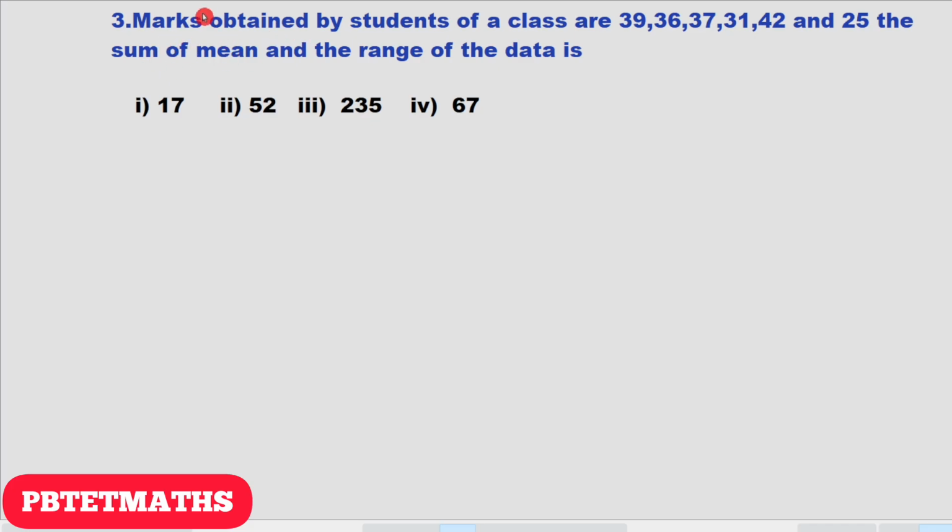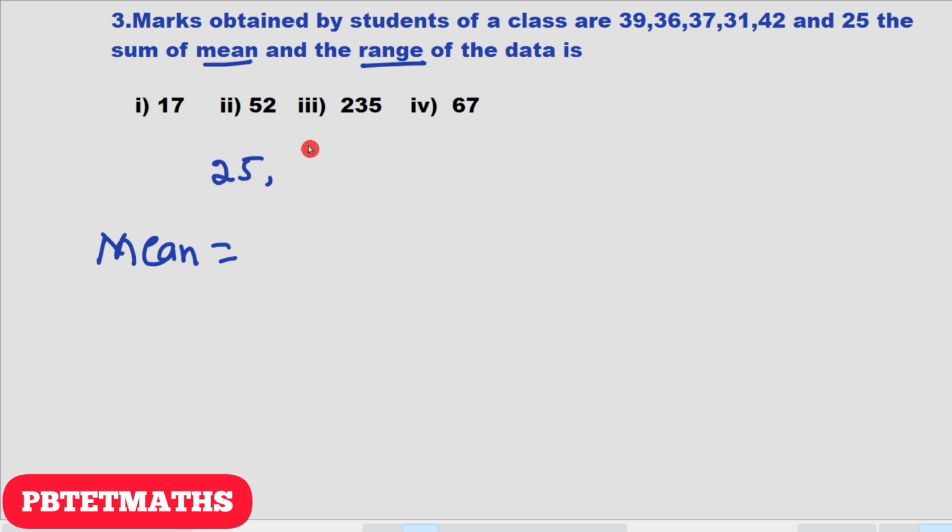In the third question, it is given that marks obtained by students of a class are 39, 36, 37, 31, 42 and 25. And here we need to find out the sum of mean and range of the given data. So let's find out the sum of the mean and range of the data, and let's select the correct option. Let's first try to find out the mean of this given data. To find the mean, we have to rewrite all these observations in ascending order. So let's do that first.